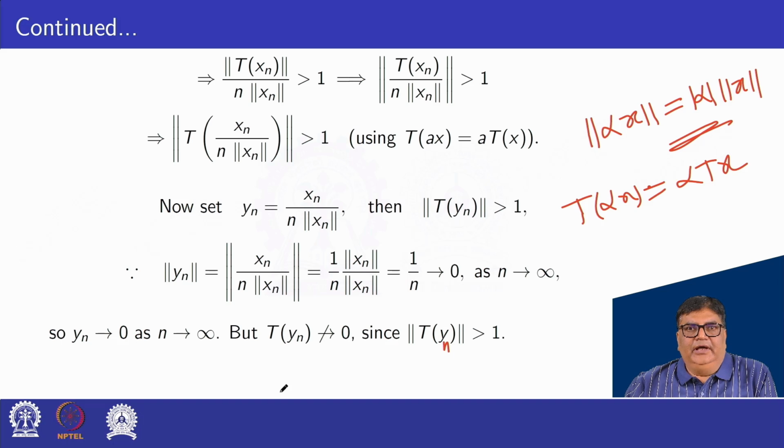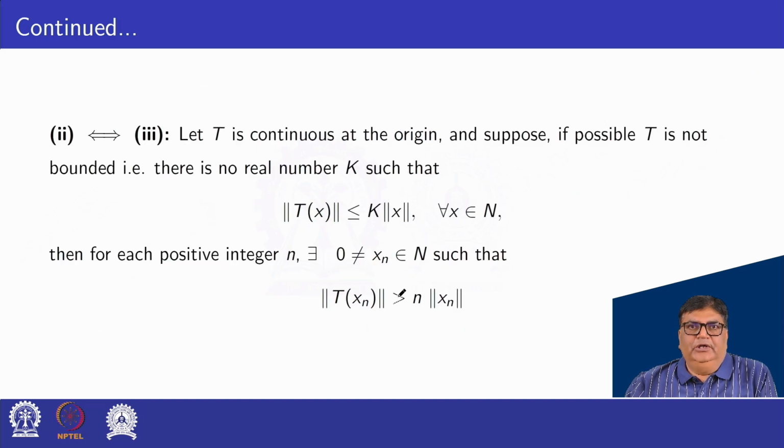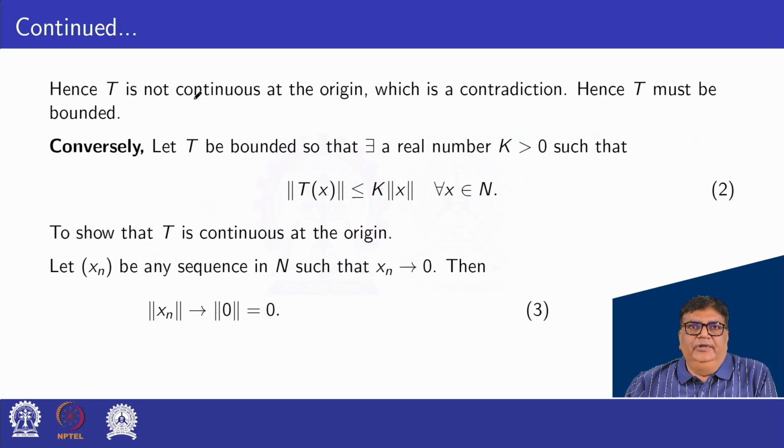So this is not converging to origin. Okay, so it must be that norm T x is less than or equal to k norm x. Hence T is not continuous at the origin, which is a contradiction. Hence T must be bounded.